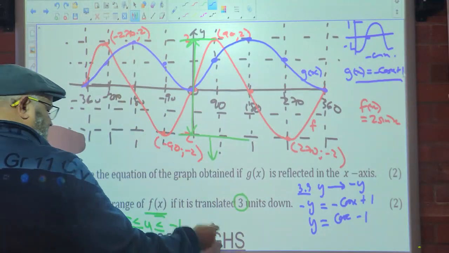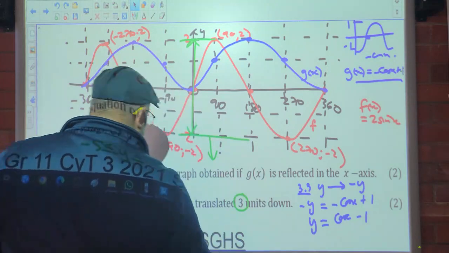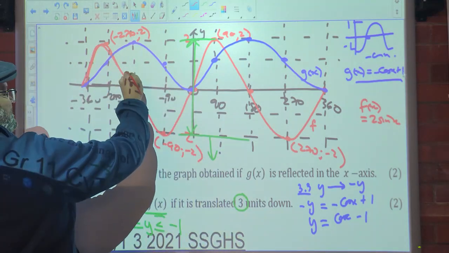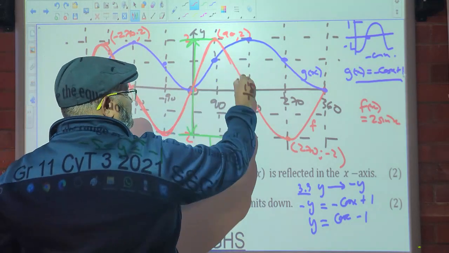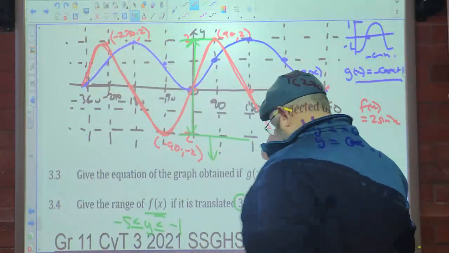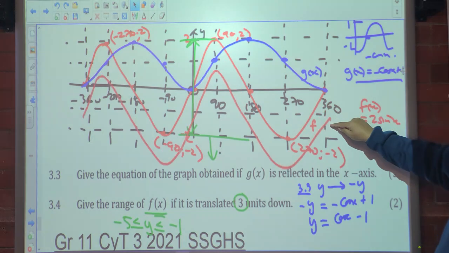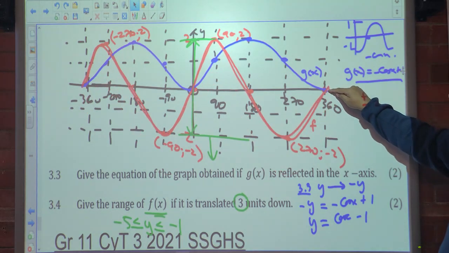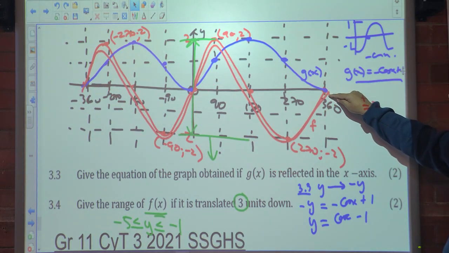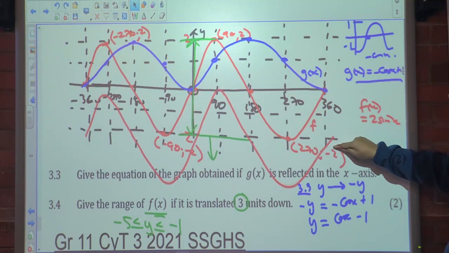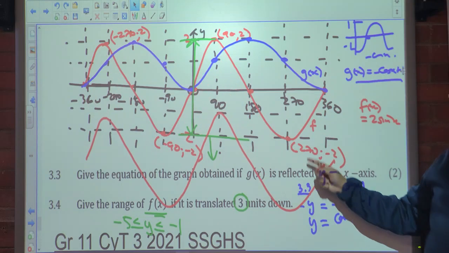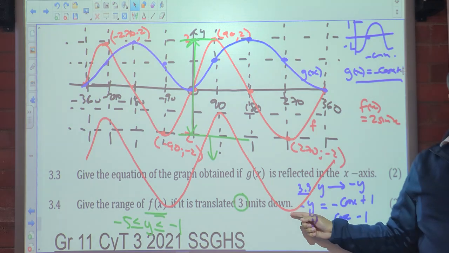Which graph is the one in red? It's basically this whole graph here. This whole graph which moved 4 units down. So 2, we move it down 4 units. 3. That 2 goes to minus 1. So that graph in red is not this graph here.